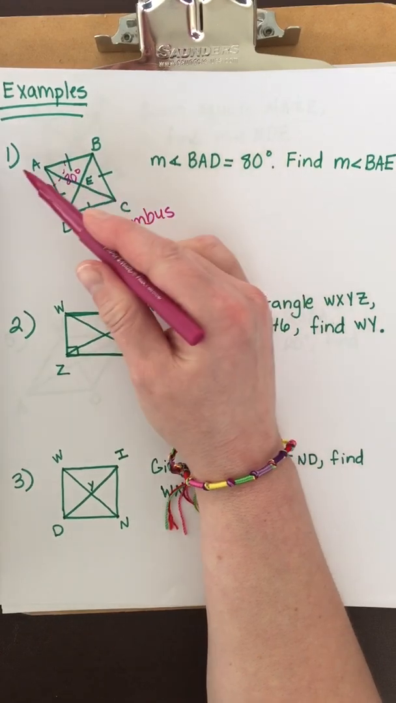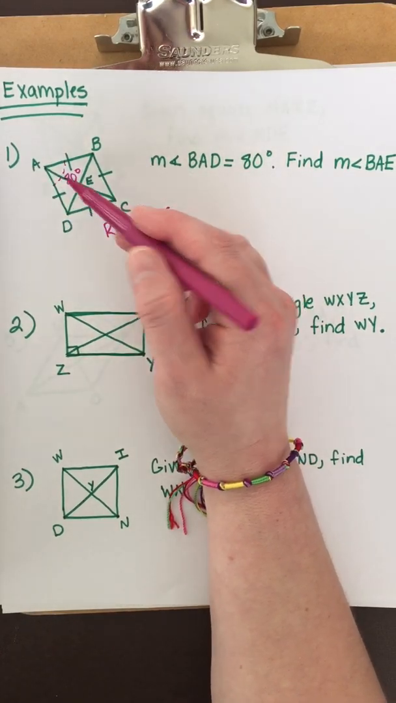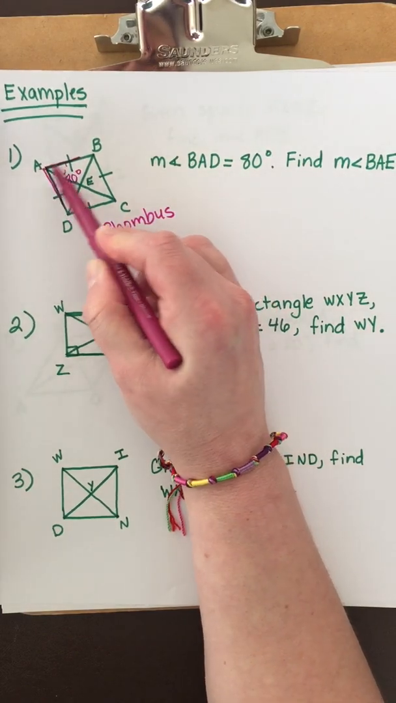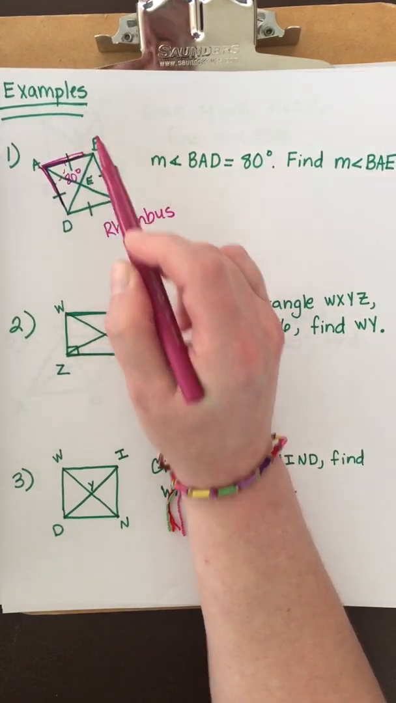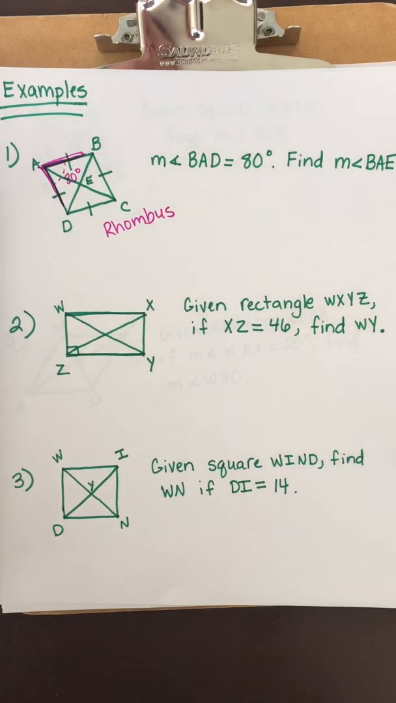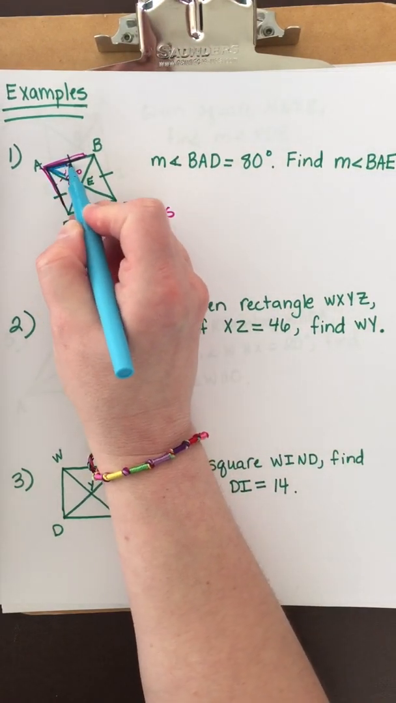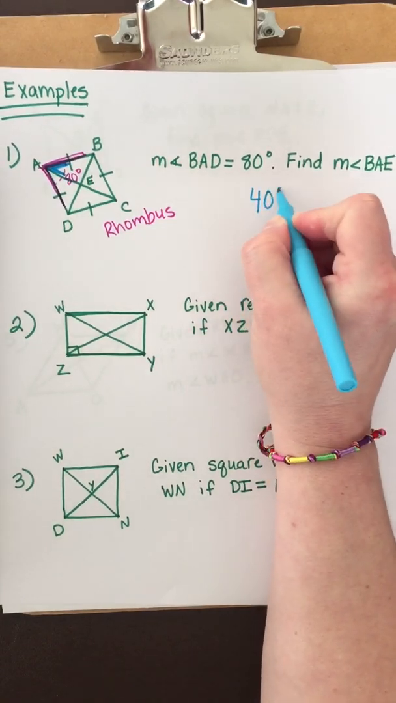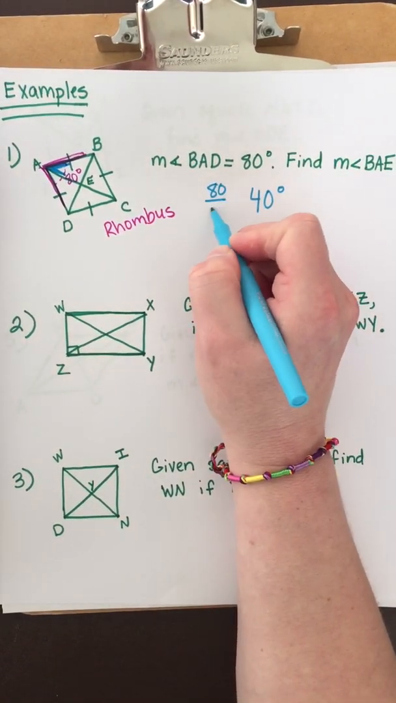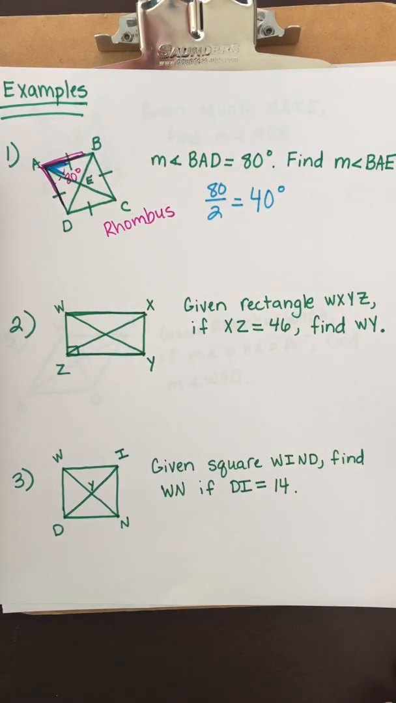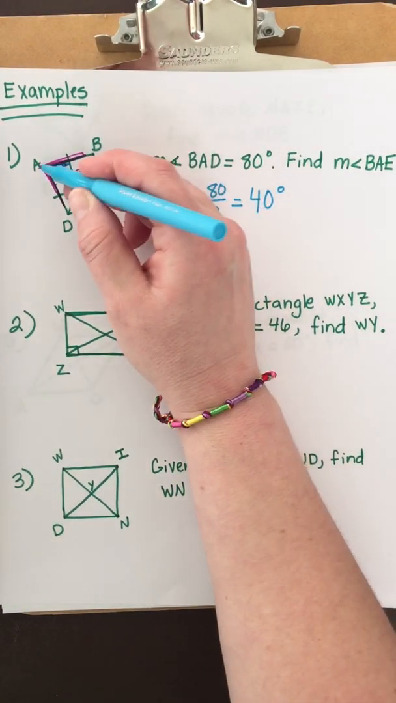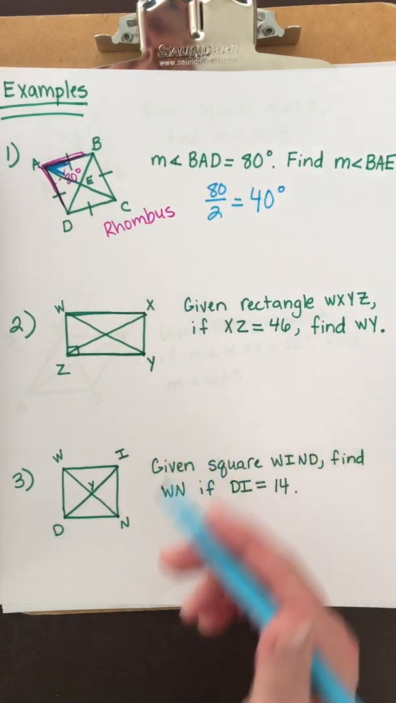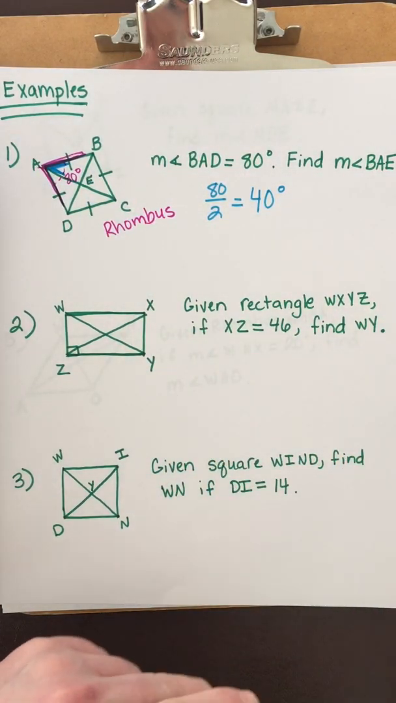So I know the diagonals of a rhombus bisect these angles. So if this whole angle, BAD, is 80 degrees, then I know that this little part right here has to be exactly half of 80 degrees, which is 40 degrees. You just take 80 and divide it by 2, and you would get 40. So if they give you the whole outside angle and you want one of these little ones, you'll have to divide by 2.